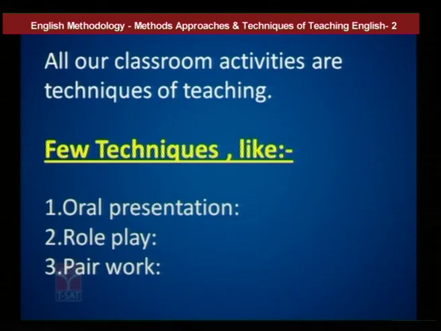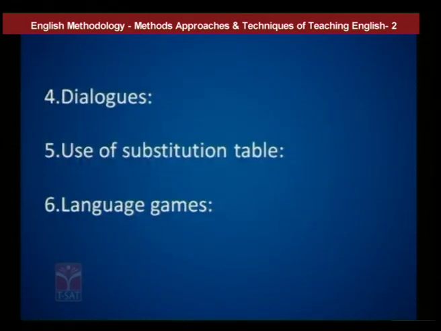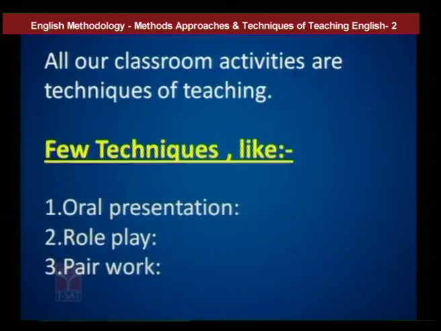Here we are going to learn a few techniques: oral presentation, role play, pair and group dialogue, use of a substitution table, and language games. Let us look into the techniques.